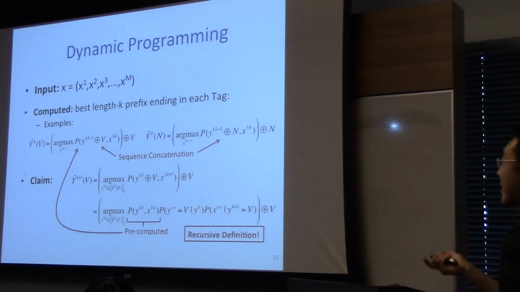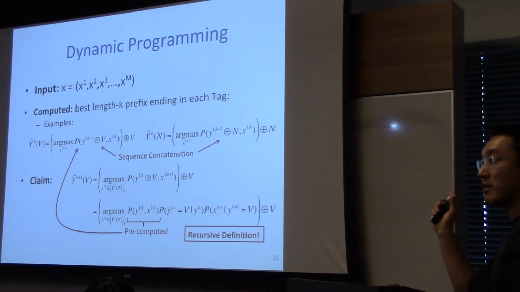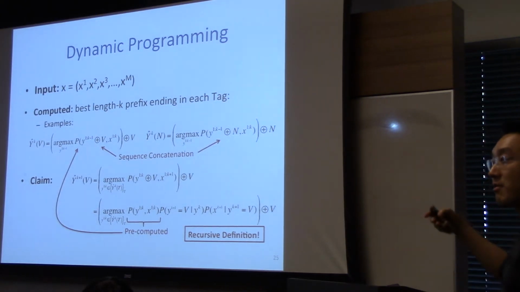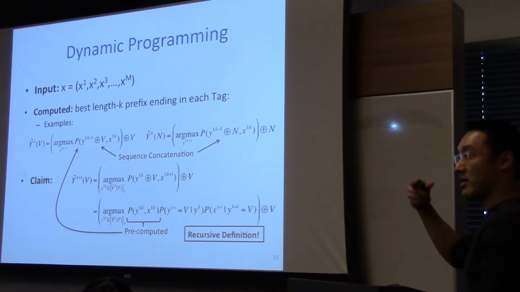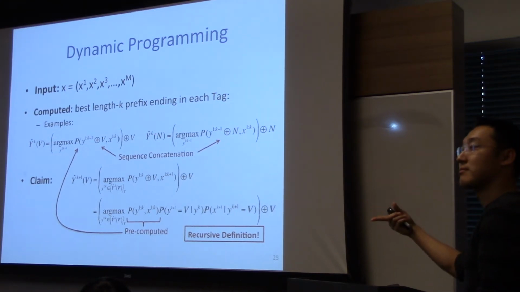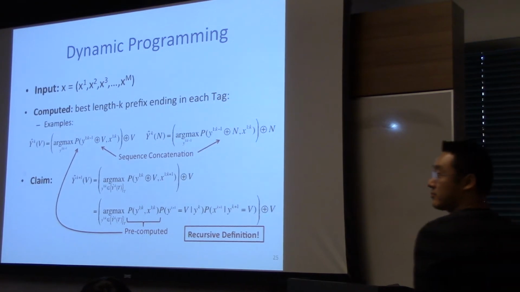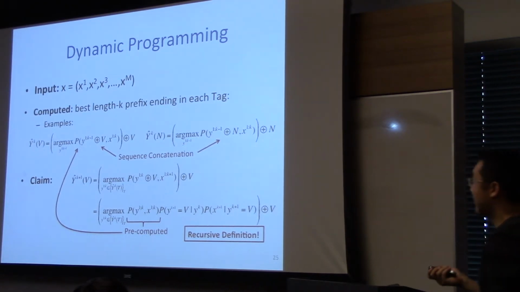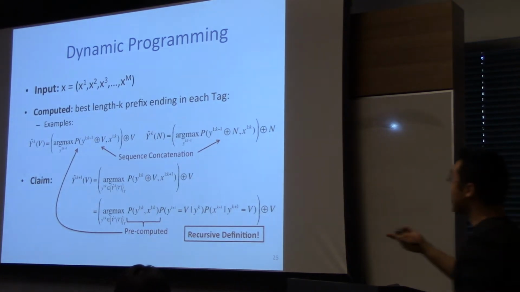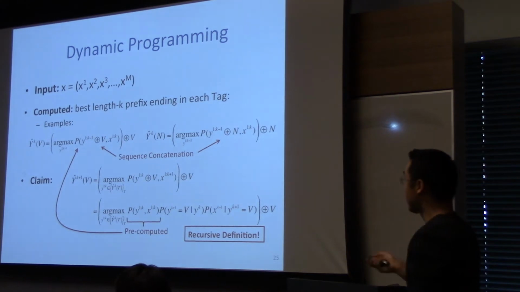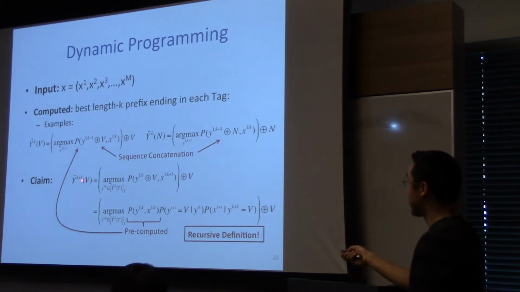So if I assume that I've already pre-computed these solutions in my iterative algorithm, the claim is that it's easy to compute these solutions for the k plus 1 step. If I've already pre-computed these for all length k part-of-speech sequences that end in each part-of-speech tag, the claim is that I can easily compute this for length k plus 1.